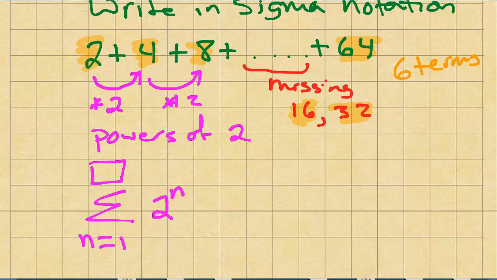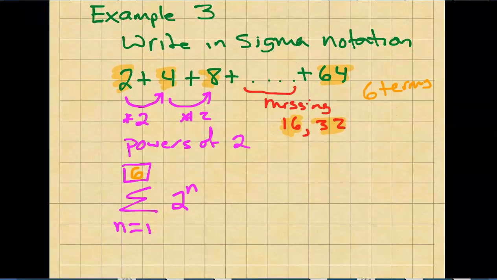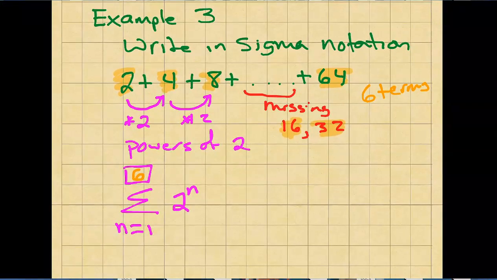That means if we start at 1, we're going to need to end at 6 up there, and then we have the solution. So that's example 3. You can pause it and take a look at it and see what it looks like. Okay.